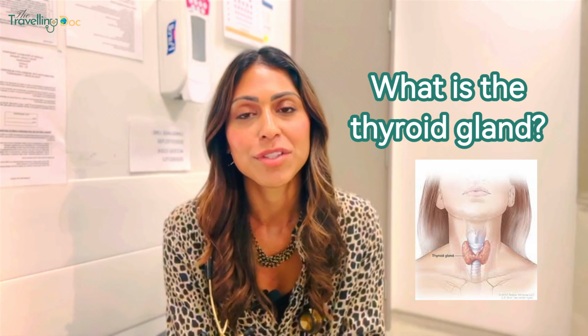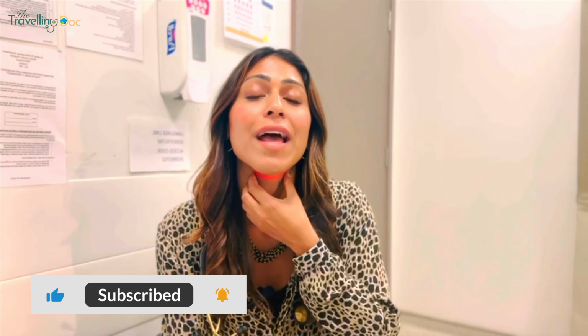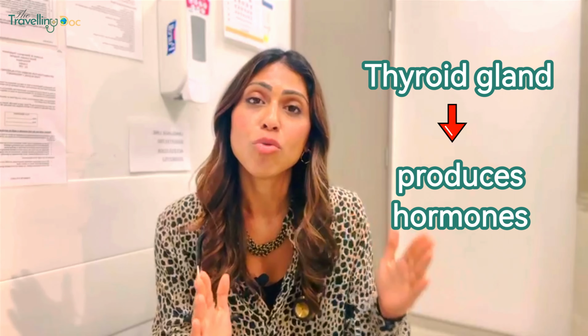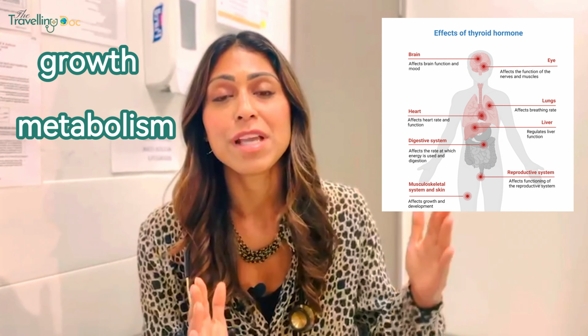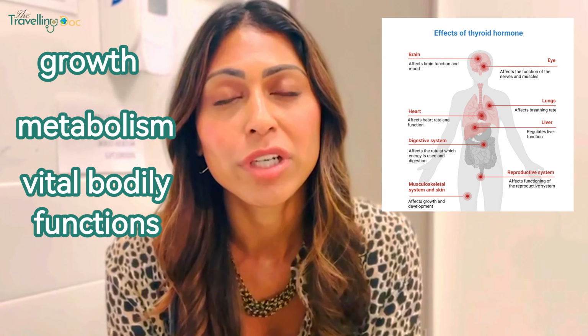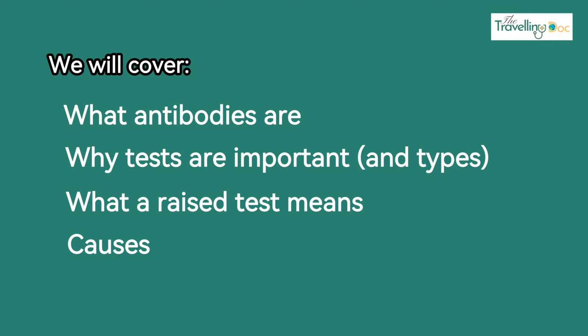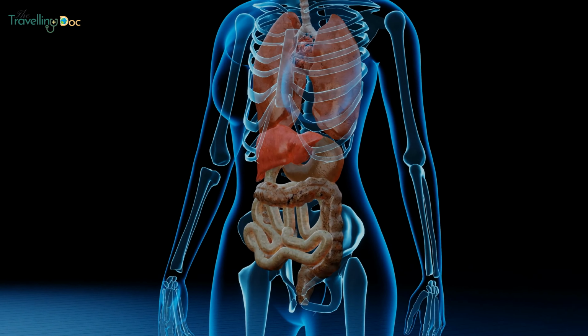So you've just been told you need a thyroid antibody test and you're wondering what it is. Well, I'm going to go through what you need to know. Your thyroid gland is a gland that sits here. It looks a bit like a butterfly, and basically it produces hormones that regulate growth, metabolism, and other important bodily functions. We will cover what antibodies are, how they affect you, causes of a raised test, and what it means.